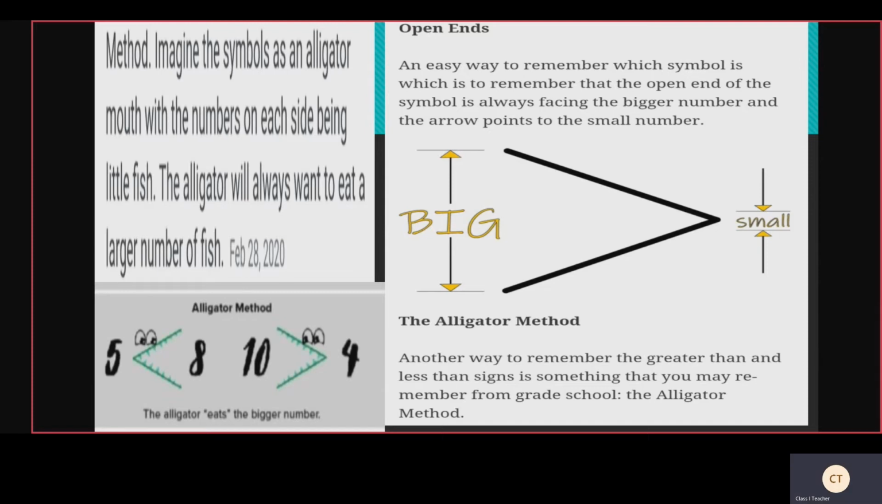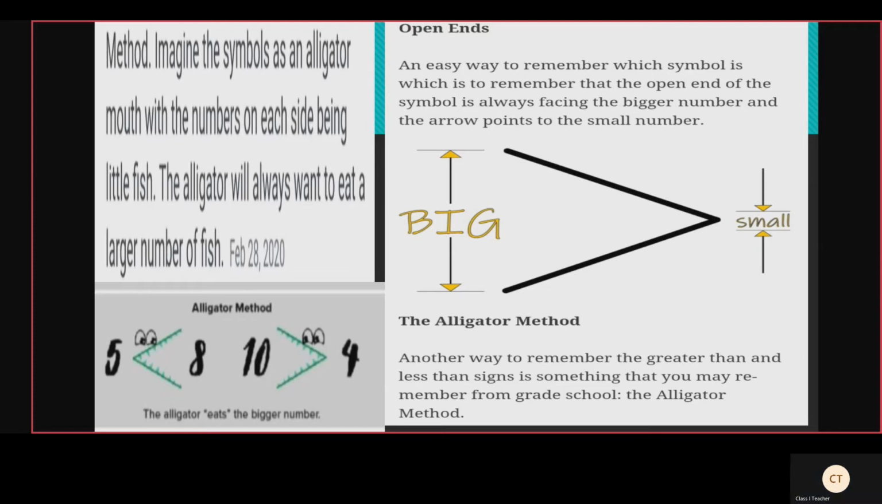An easy way to remember which is which is to remember that the open end of the symbol is always facing the bigger number, and the arrow points to the small number. Just now I explained, children. Okay?